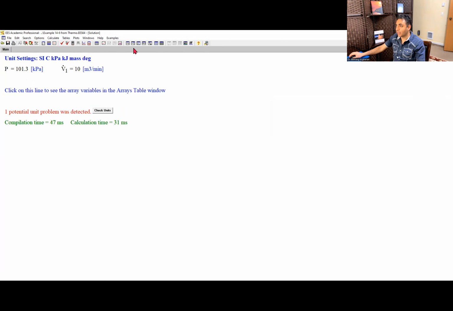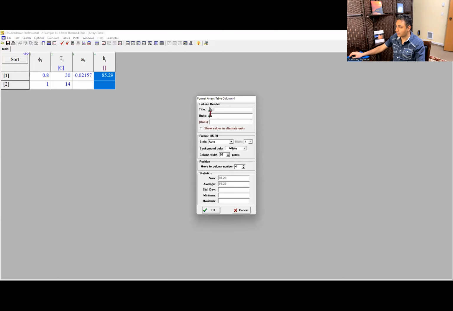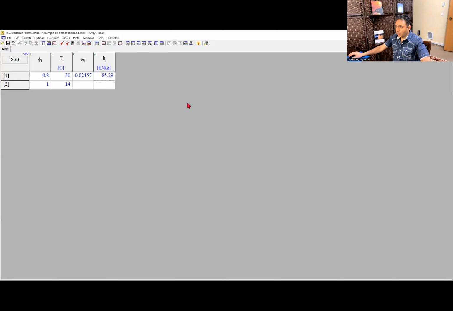Run it again. Now you have this unit problem. The reason is that in the array table, I did not define this. So let's just fix the unit here. This value is basically kilojoules per kilogram. Now I solved the unit problem. What did I get from the psychrometric chart? The value that I read was 86 kilojoules per kilogram. What I have here gives me 85.29 kilojoules per kilogram, which is supposed to be more accurate.